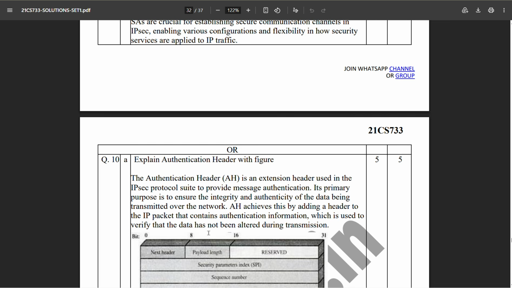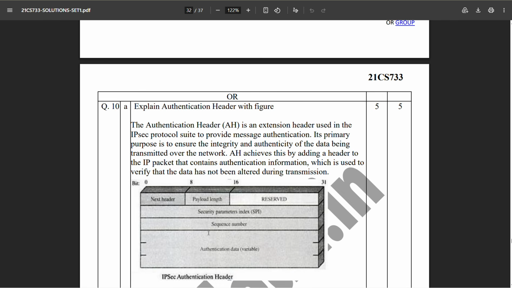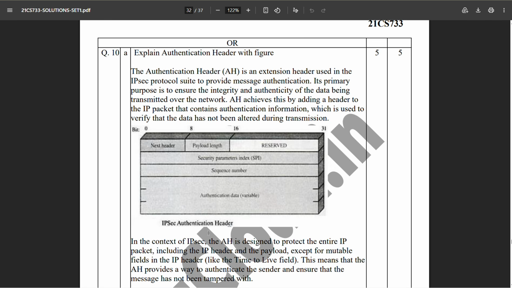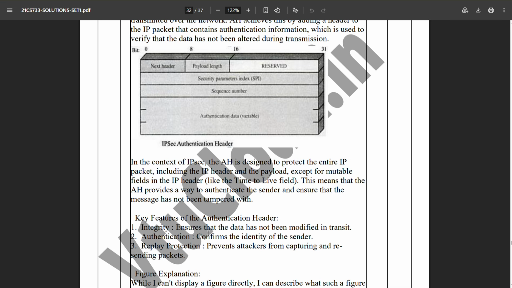Coming to the 10th question, explain authentication header with figure. Firstly, explain what is authentication header and why it is used. And next, draw the diagram of the authentication header. If you don't know the answer, explain this question through the diagram, the terms included in the diagram. Any question, if you don't know the explanation, do like this. Explain the terms that are included in the diagram.